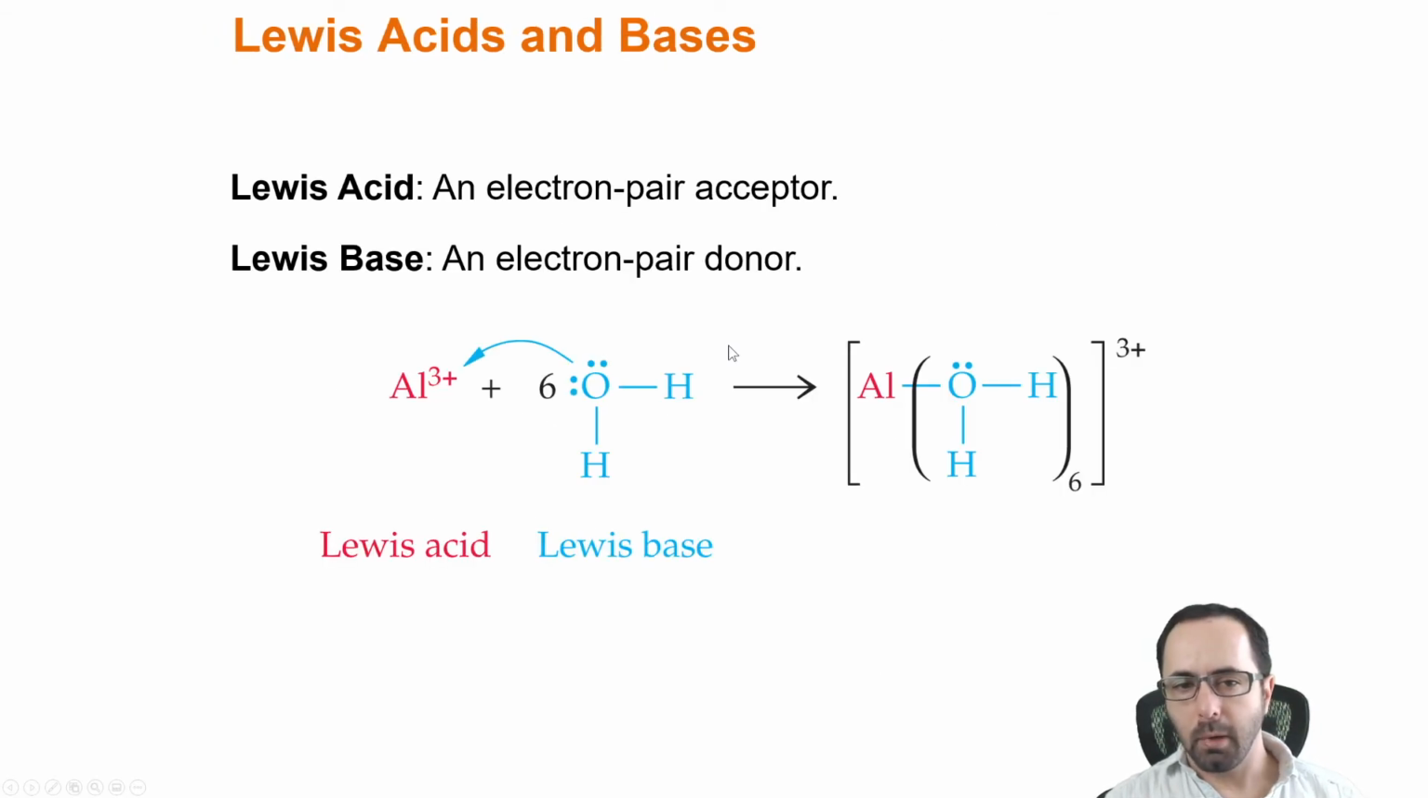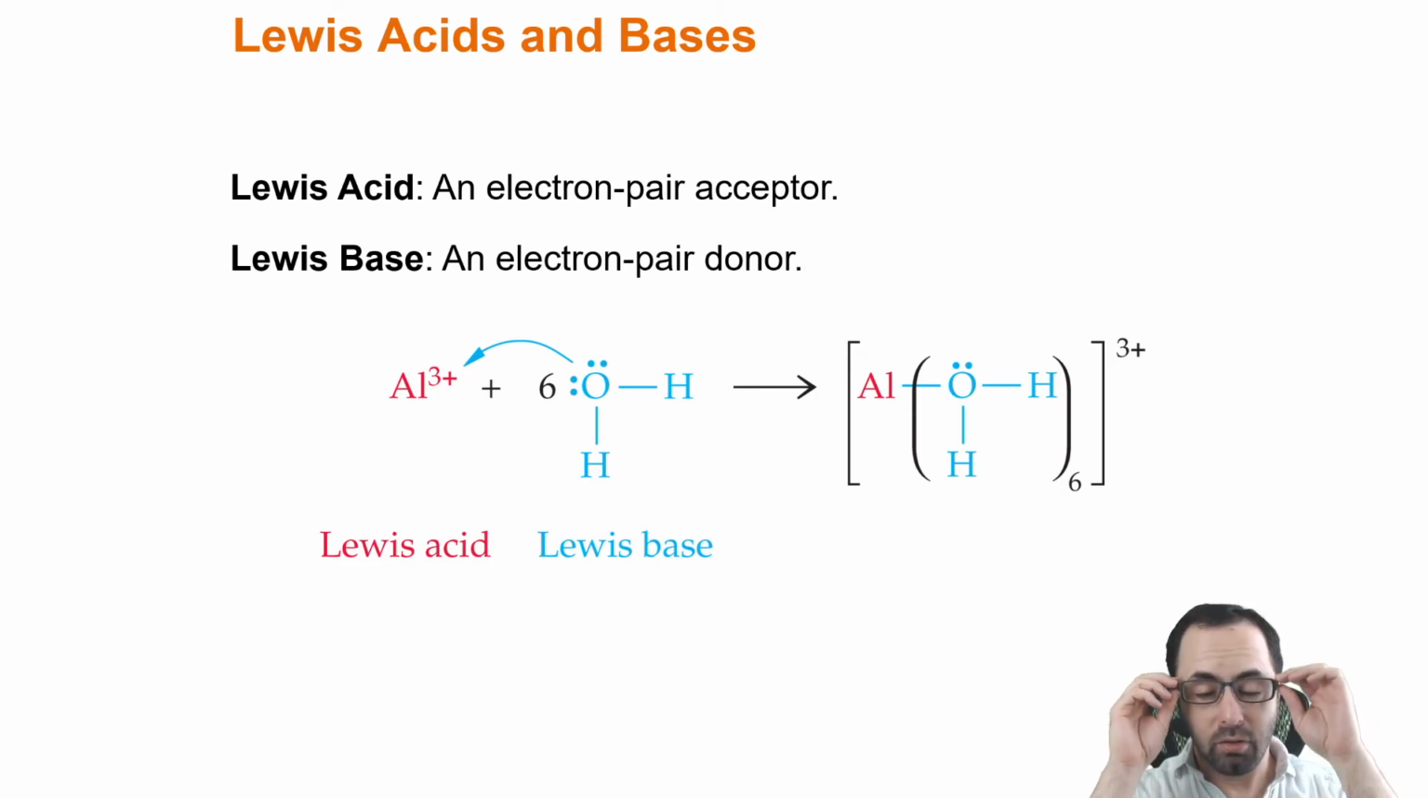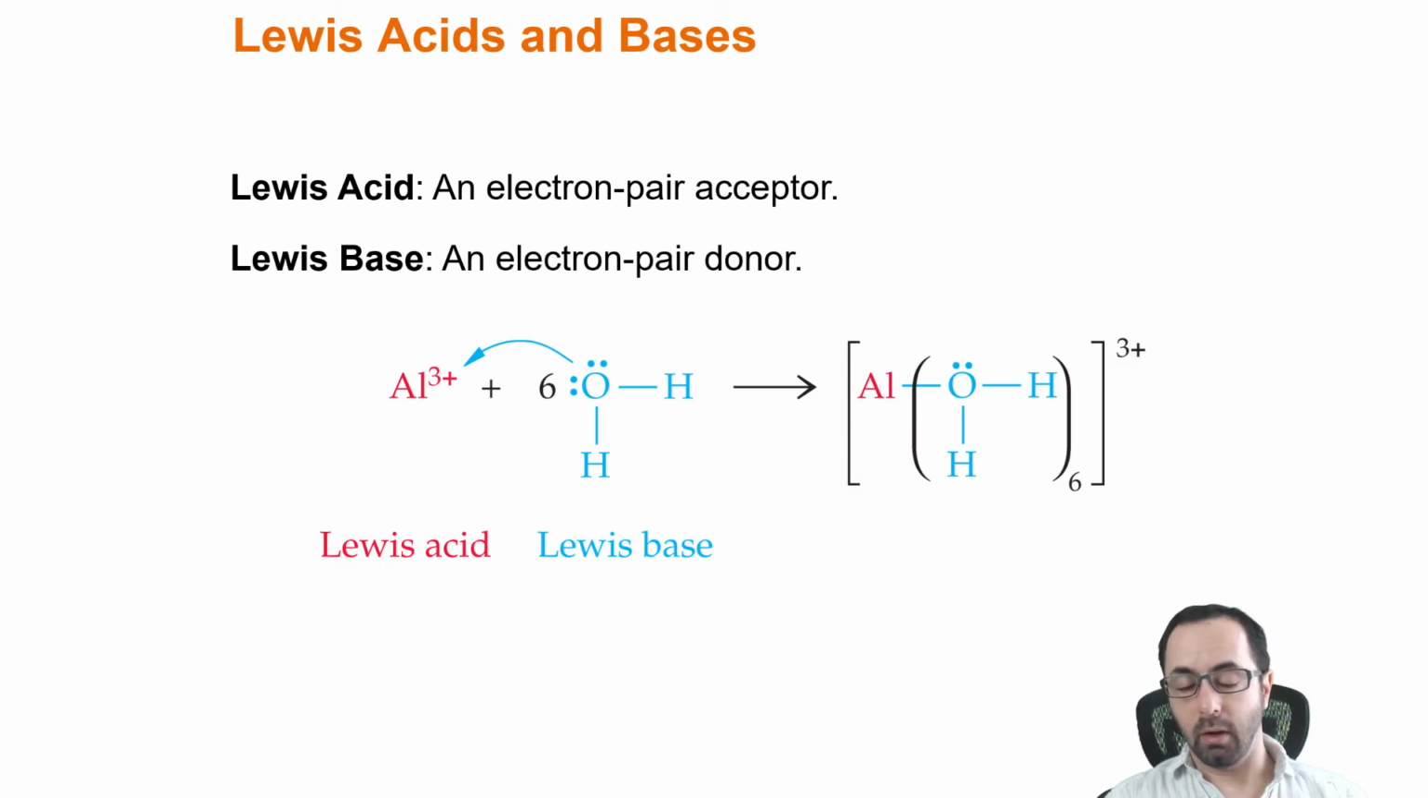Finally, the last topic in this chapter is Lewis acids and bases. So in our Bronsted-Lowry definition, we say that an acid is a proton donor and a base is a proton acceptor. And so it makes acids and bases all about proton donation and accepting. And that is generally a very good way and a very convenient way to define acid and base.